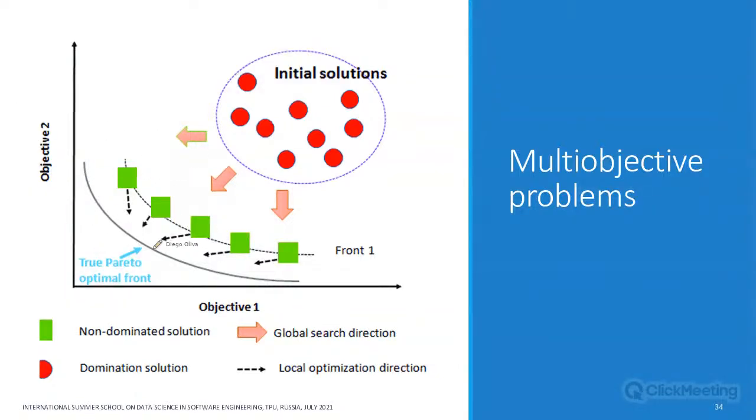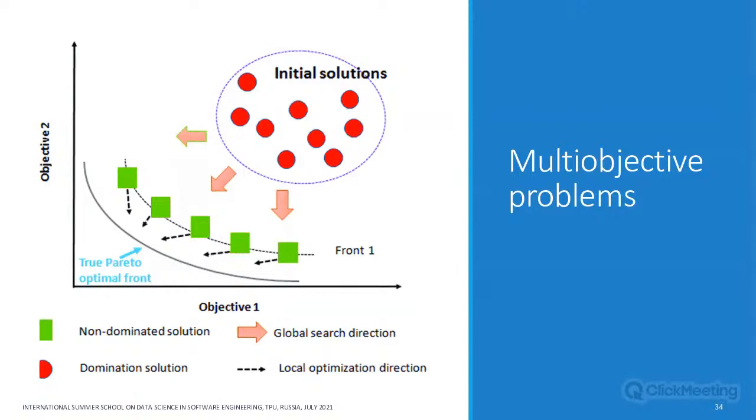But the problem is not only to find the Pareto. One problem is to find the optimal Pareto, but another problem is to define which of these solutions is the best for our purposes, because all of them are good. One for objective one, one for objective two, but we need to find a balance between them.